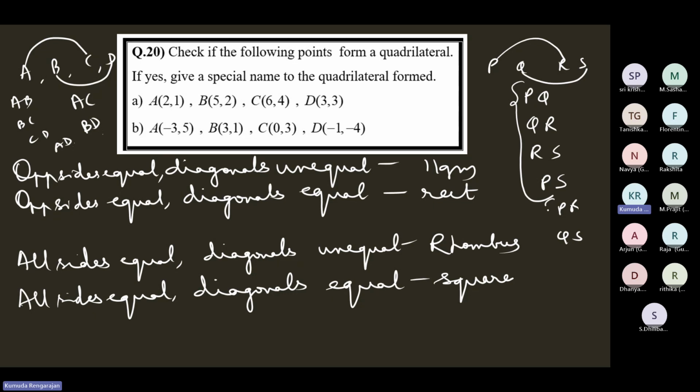And along with this, if PR and QS, the diagonals, are unequal, then it's a rhombus. If diagonals are equal, it's a square. If they're unequal, it's a rhombus. Yeah, make a note of this, children.